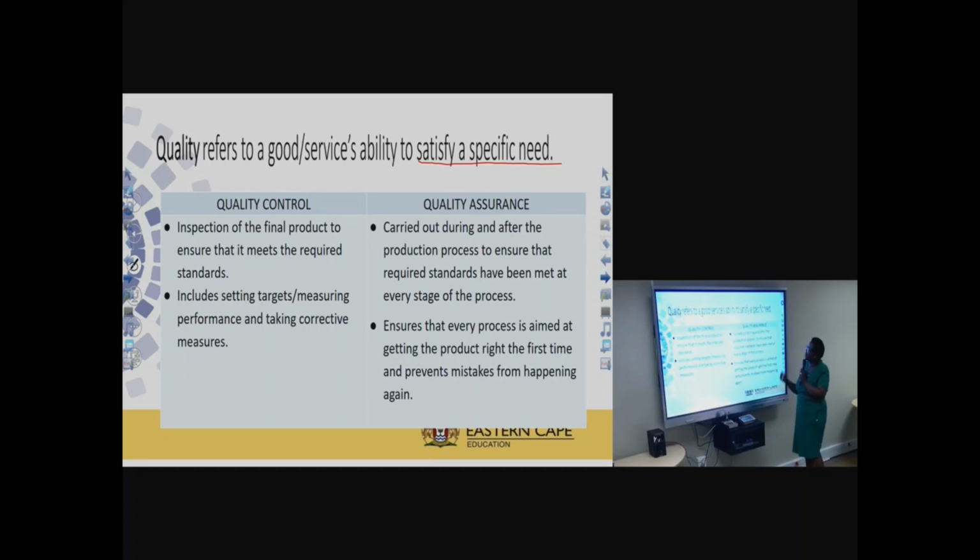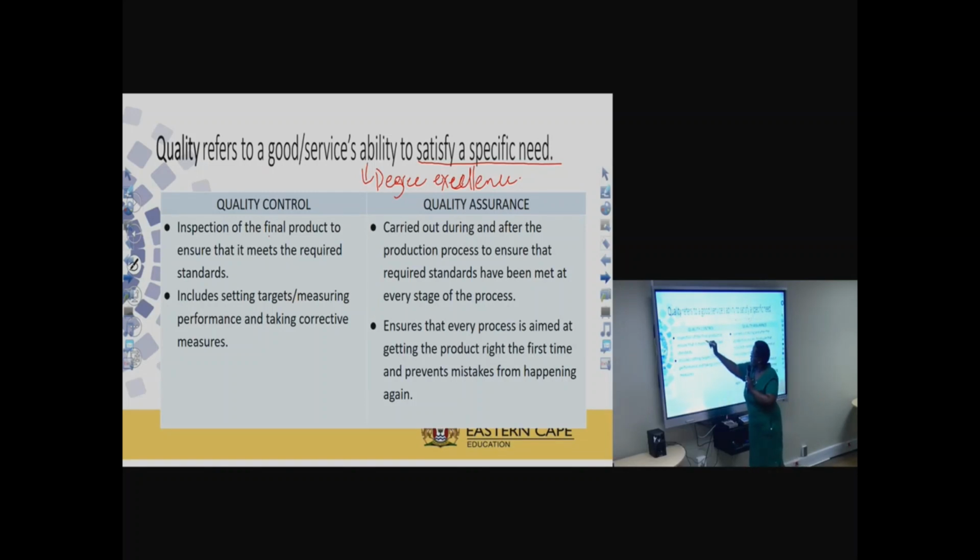Each and every product will have a specific need, meaning that we are talking about the degree of excellence in that product, whether the product can perform what it was intended to with your customers. Bear in mind that the customers expect to have a product with specific standardization. Then when you differentiate quality control and quality assurance, it is not the same.